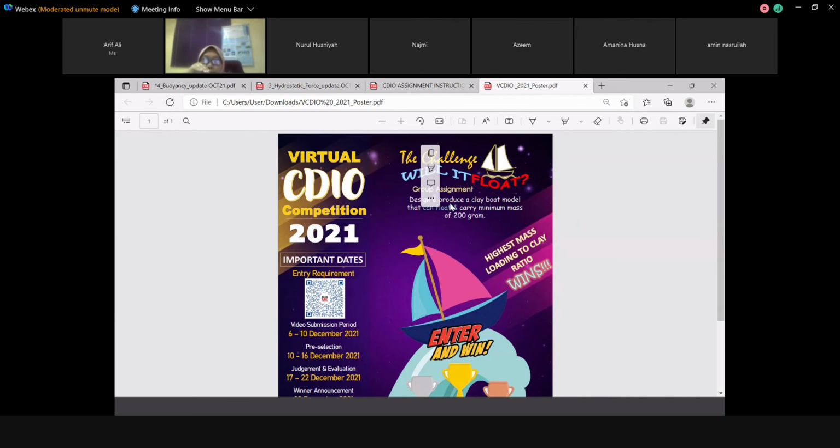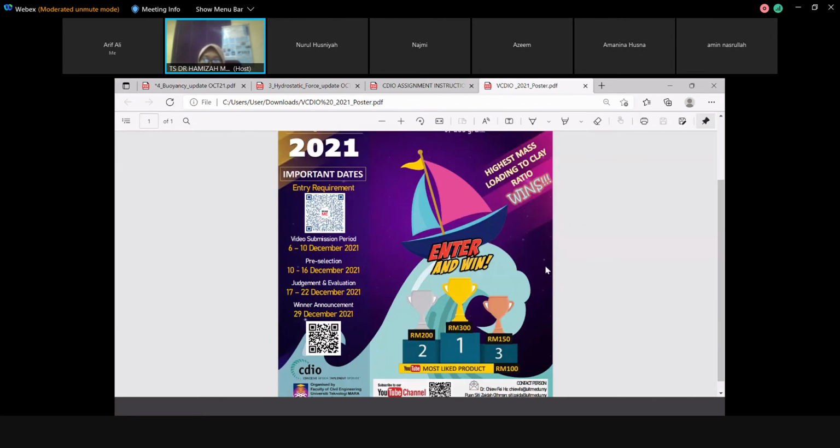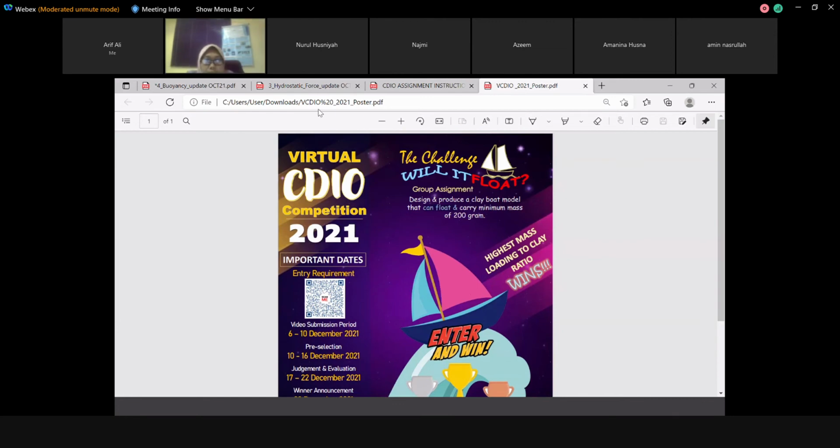Okay, and then we need to uji, test with the minimum berat of 200 gram. So basically 200 gram ni kita boleh represent guna duit syiling. So you can weight your duit syiling. So tengoklah 50 sen berapa berat dia. So berapa 50 sen boleh letak dalam you punya pontoon. We call it as pontoon ataupun clay boat. So highest mass loading to clay ratio will win the competition. Okay, that is on the poster.